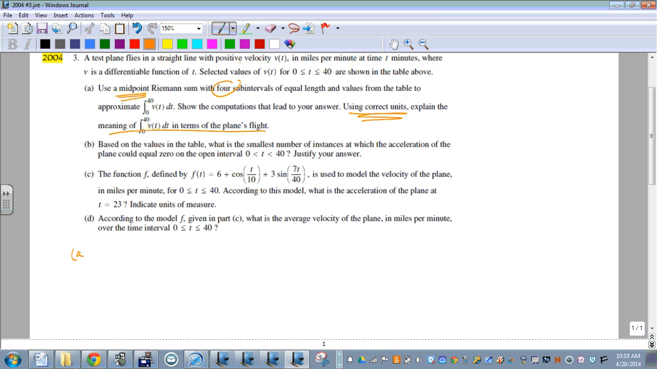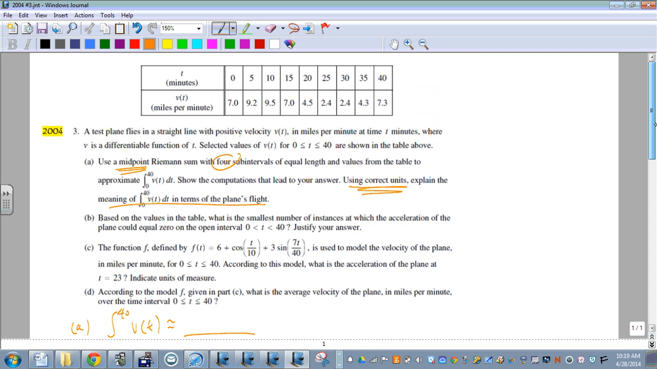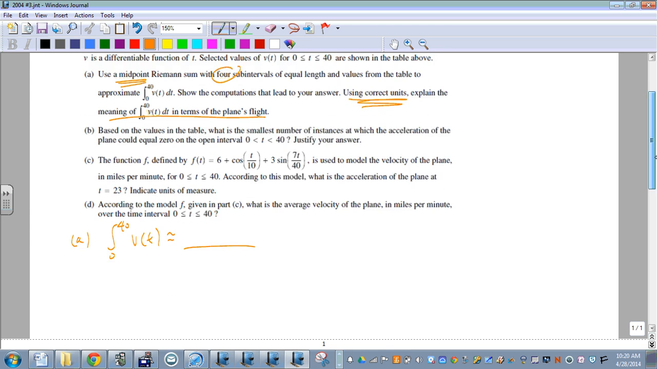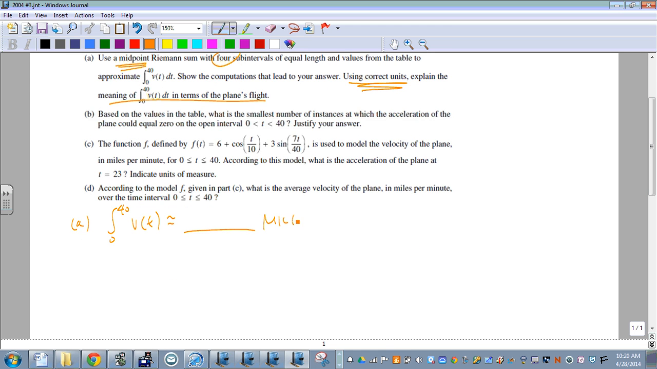So for part A, the definite integral, we're going to have to fill in the blank on what it equals. All right, that's going to be approximately equal to something. We'll figure that out in a second. And we want the correct units. So what units would this be in? We're talking about that distance traveled from t equals 0 to t equals 40. It's going to be in miles, right, the distance.